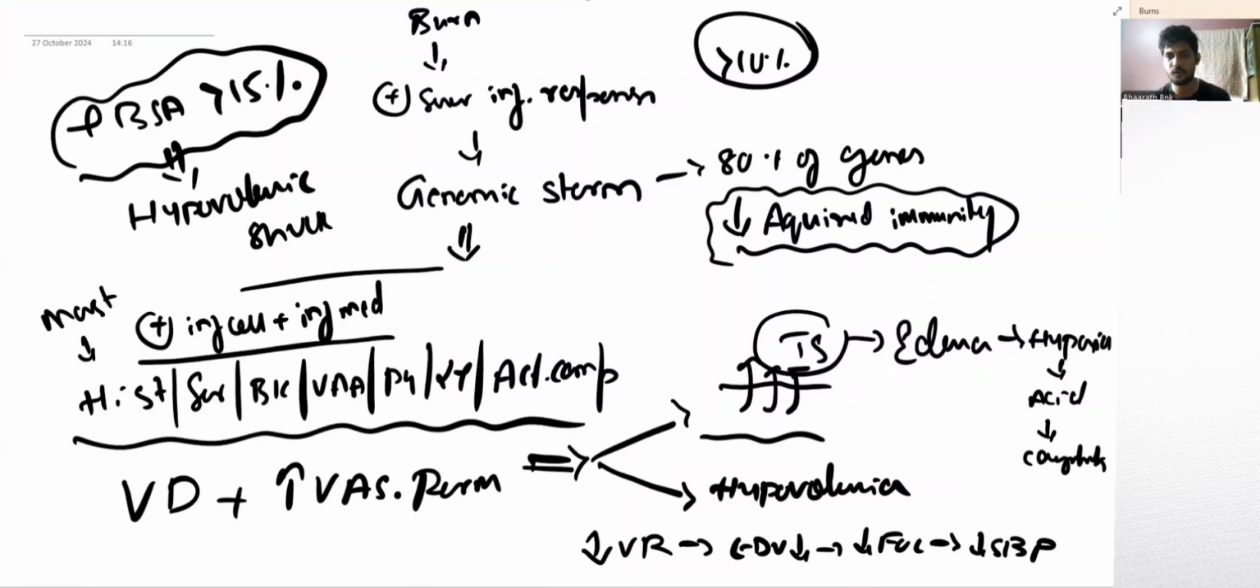I hope you guys know about all the lactic acidosis and coagulopathy from the chapter of shock. So you can paste all of that into this flowchart to make it lengthier if this has been asked. Next is what systemic effects it has.